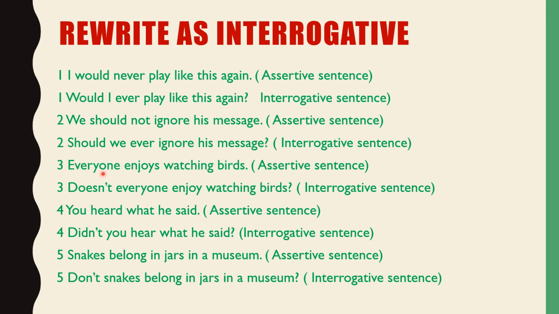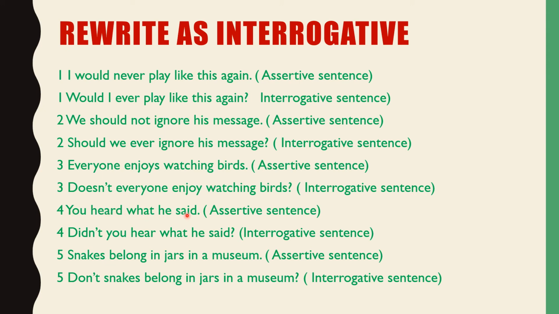The next example, everyone enjoys watching birds. It's an assertive sentence. Over here, there is no auxiliary. So we have to use do, does, or did. Now, what is the tense? It's the present tense. So therefore, you're going to use does or do. Now, everyone. Do we say do everyone? It is does everyone. So therefore, you will write, doesn't everyone enjoy watching birds? Why did you take doesn't? Because this assertive is positive.